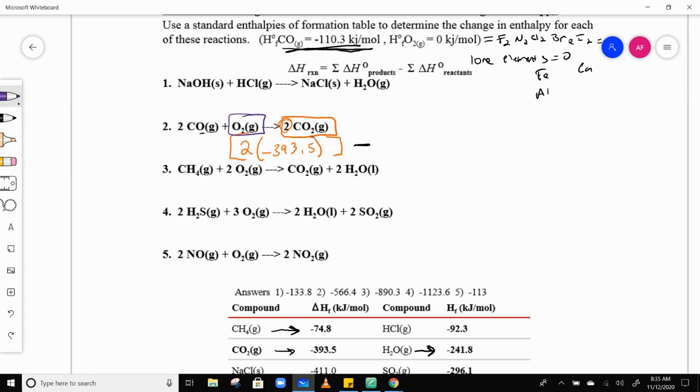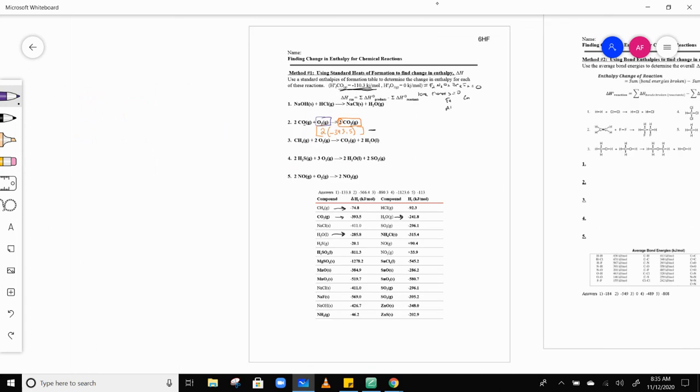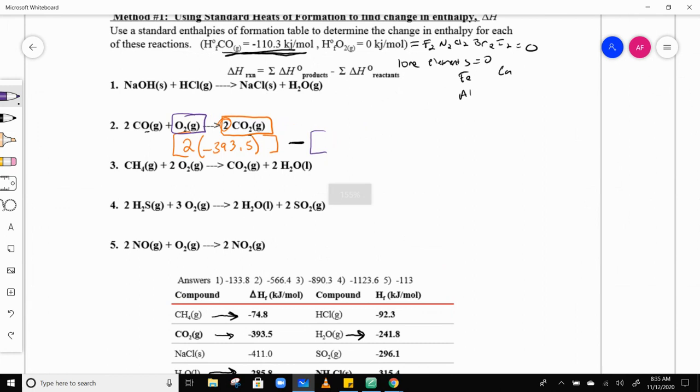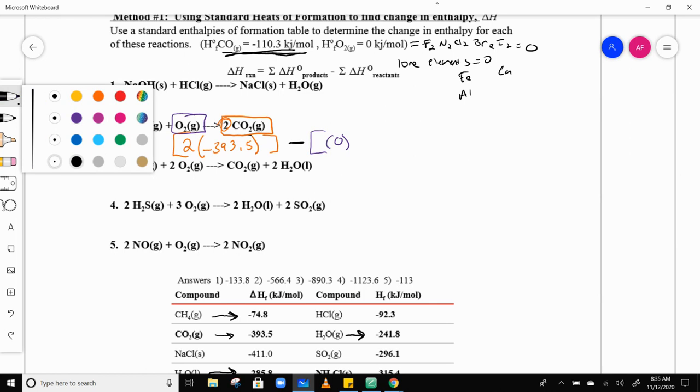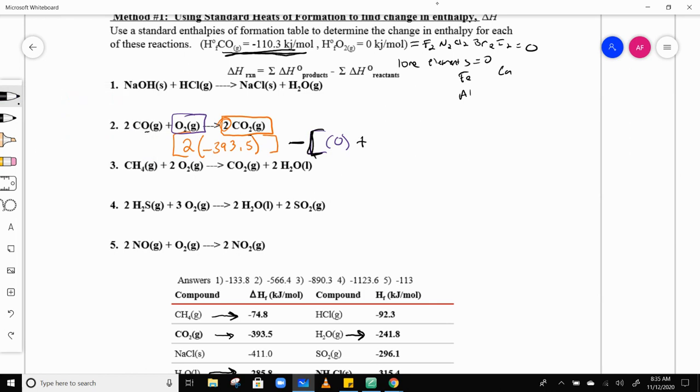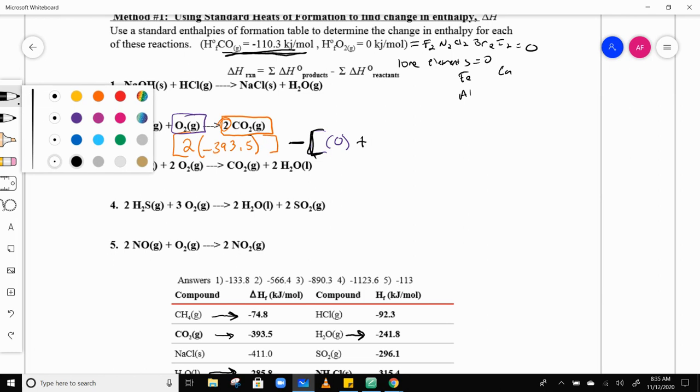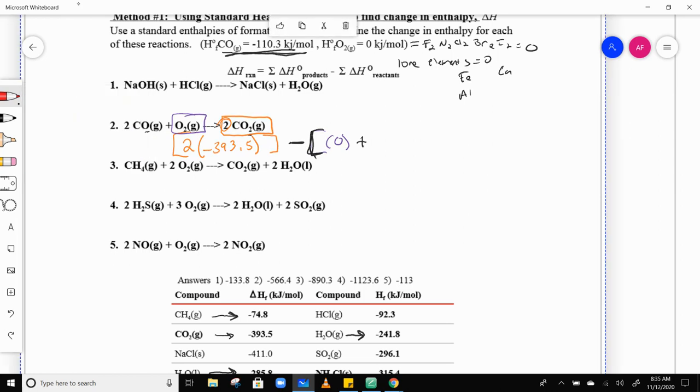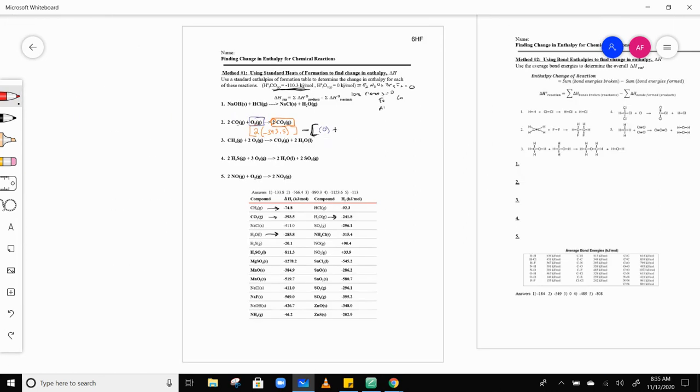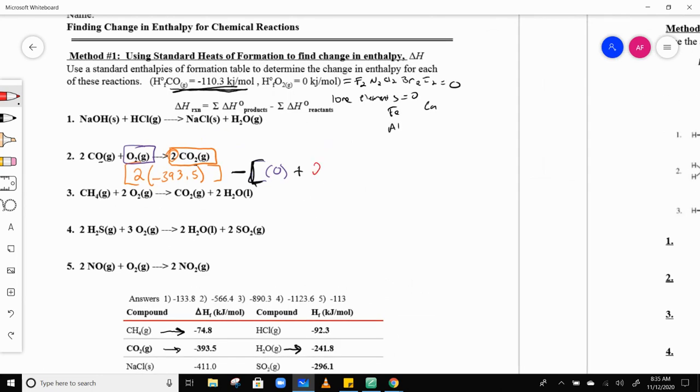So O2 is actually 0. And you don't have to write it if you don't want to. I'm going to write it here just because. O2 is 0. And we add that to the carbon monoxide gas. And here we have 2 carbon monoxides. So it's 2, oh my goodness, 2 times the delta H of formation of carbon monoxide, which is negative 110.